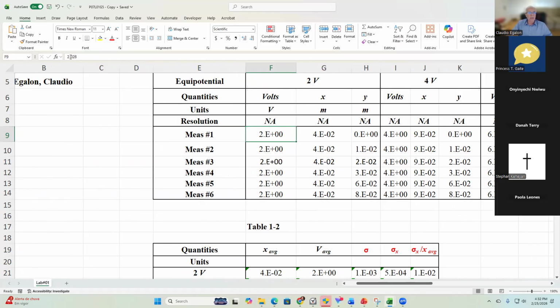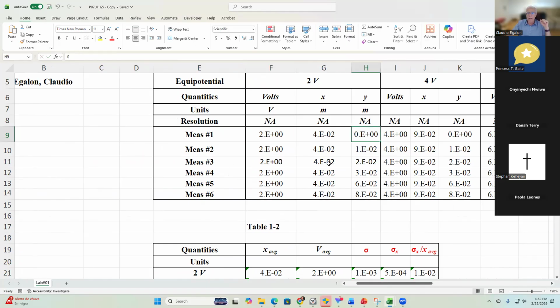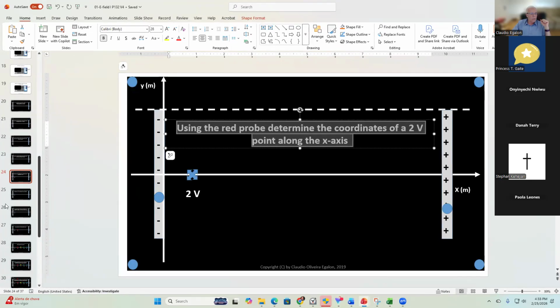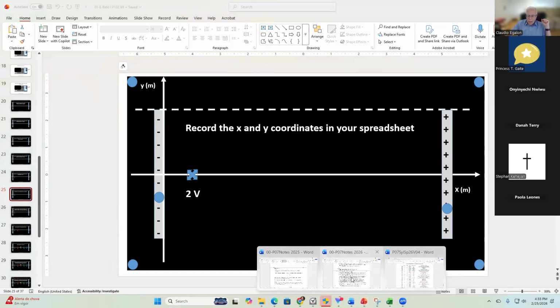And you have to display it with the proper significant figures. And I'm going to show you how you find that out, okay? So you read the y coordinate and you read the x coordinate. Okay? And then what's next? Next one is: record the x, y coordinate in your spreadsheet, right? And that has already been done. Here you go.